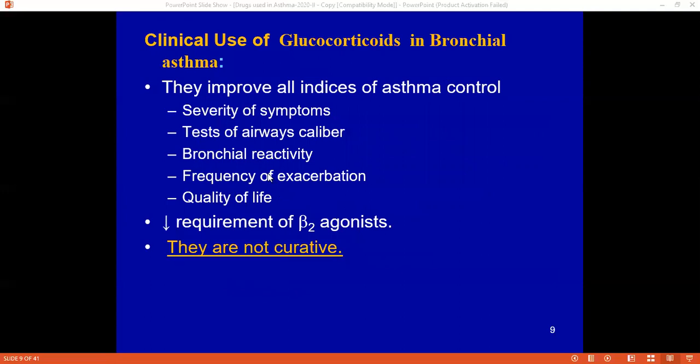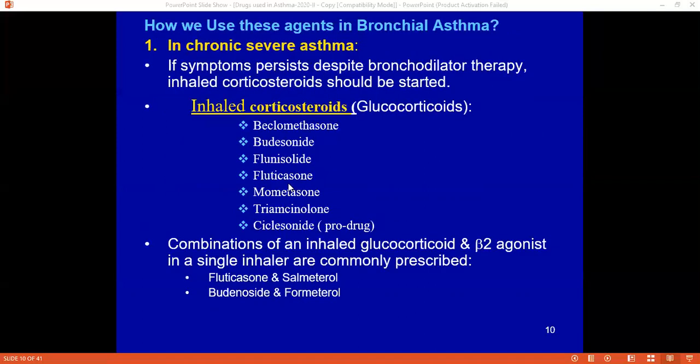Clinical uses of corticosteroids in bronchial asthma. They are not curative agents. They improve all the indices of asthma control. They decrease the symptoms and improve the airway caliber. They decrease the bronchial reactivity. They decrease the frequency of exacerbations, and they improve the quality of life. They also decrease the requirement of beta-2 agonists. Normally, they are not curative, as we said. Now, how do we use these agents in bronchial asthma?